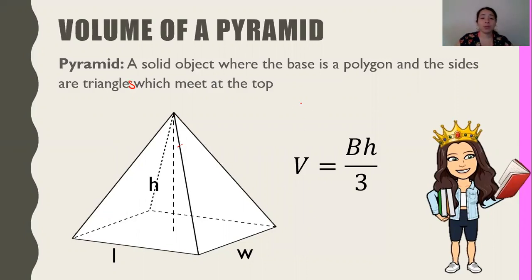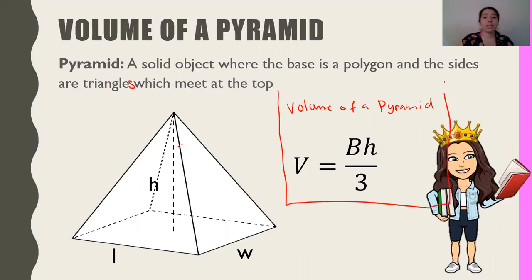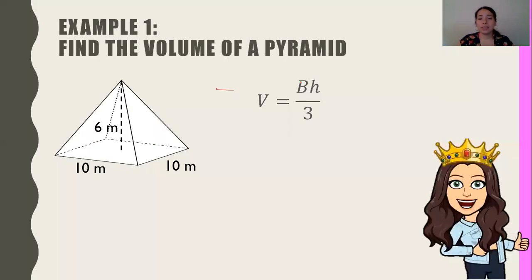Something I really want you to write down is this. I want you to write down the same way you did last time. Last time you guys wrote the volume of a cylinder. I want you to write down volume of a pyramid. And then write this volume, and I would like to see you put it in an actual box on your paper, so that way you can find it easily next time we use this. Right. So anytime we see a capital B, this means area of the base.